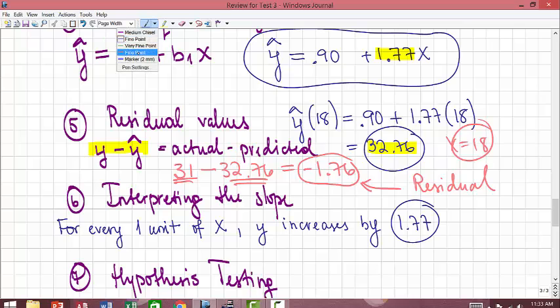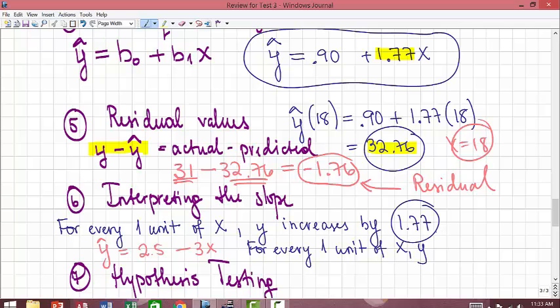Let's say you had a slightly different example. What if you had something like this? What if your equation looked like this? Y hat is equal to 2.5 minus 3x. Okay, in this case you would say for every 1 unit of X, Y decreases by 3, right? That's your slope over here, and it's negative, so it goes down by 3.